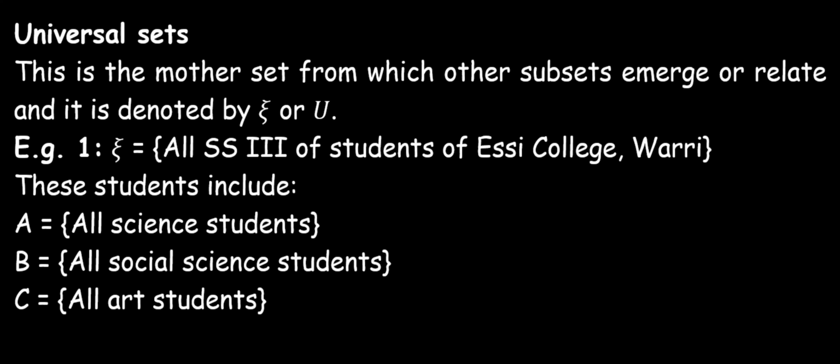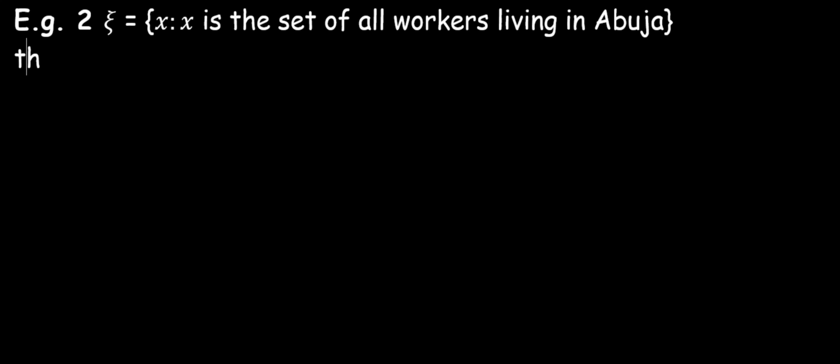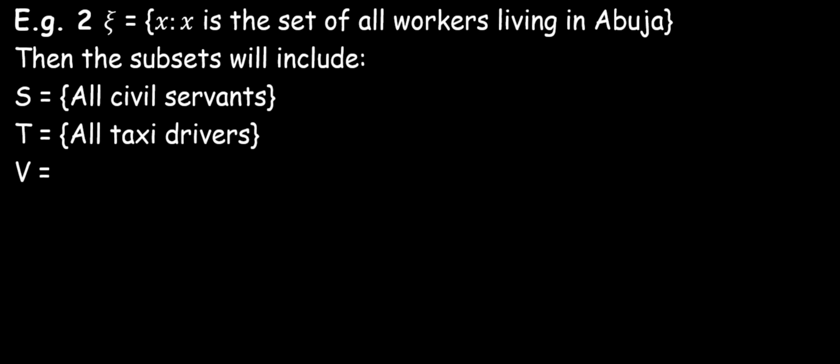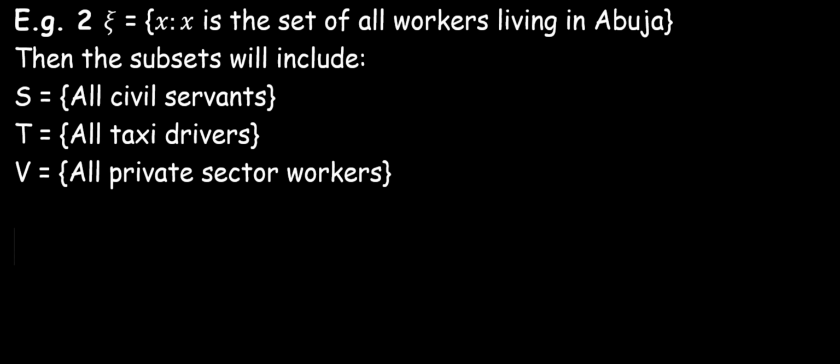Let's take another example of universal set. Example 2. A = {x : x is a set of all workers living in Abuja}. Then the subsets will include S equals all civil servants, T all taxi drivers, V all private sector workers.